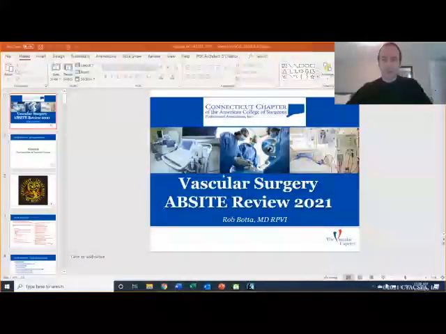I'm going to talk about vascular surgery for the ABSITE. As you can see from this picture here, there's a lot to vascular in terms of diagnosis, surgery, follow-up, and I try to break it down to some reasonable bite-sized things that you guys could take for the boards.